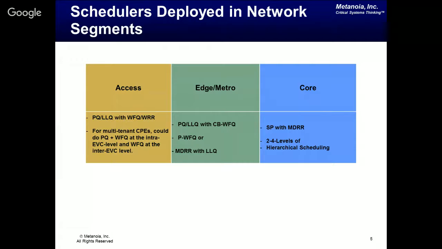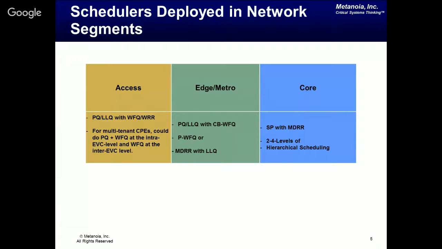In particular, if you have a multi-tenant customer premise equipment, you can actually do priority queuing combined with weighted fair queuing at the intra Ethernet virtual circuit level. So for a given Ethernet virtual circuit, presumably for traffic coming from a given customer, you can do priority queuing for, let's say, voice traffic or real-time traffic, and then weighted fair queuing among 2 or 3 other classes of traffic.